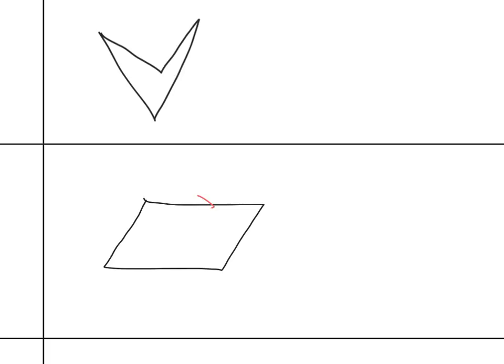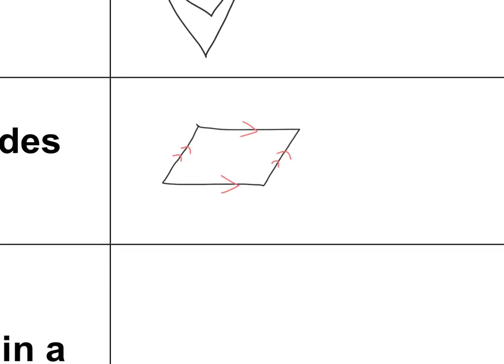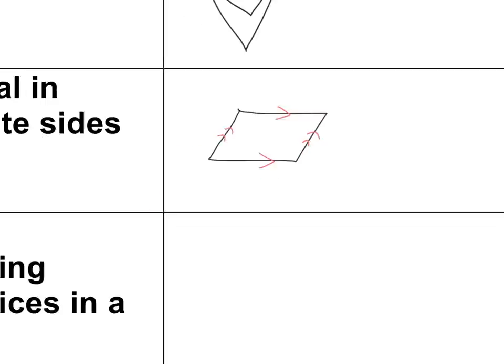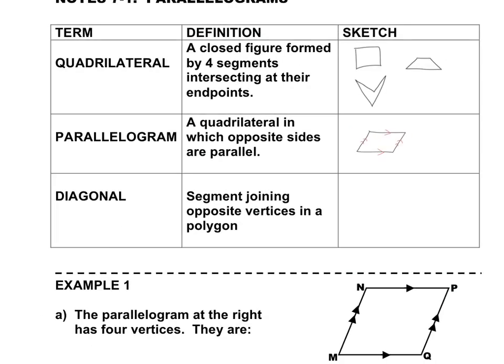And what we know is that this side is parallel to that side, and this side is parallel to that side, which tells us an enormous amount of stuff. But there's other types of parallelograms as well. Rectangle and square are both parallelograms. We're going to start off by talking about diagonals.